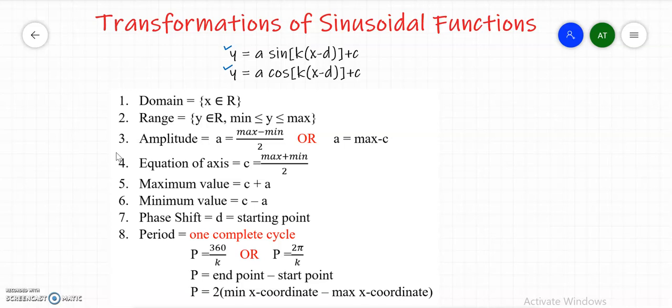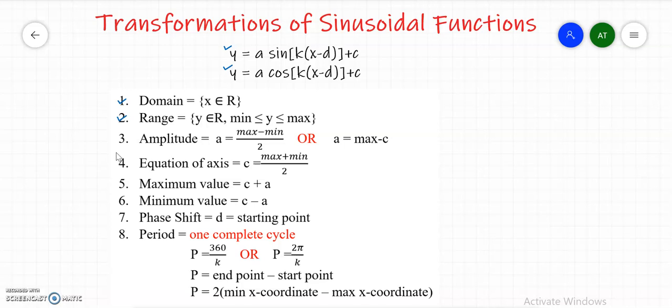Okay, so first I would like to state the domain of the sine and the cosine function is always the set of real numbers, right? The range of the sine and the cosine function belongs to the set of real numbers, and it lies between the minimum and the maximum value. So the range always lies between the minimum and the maximum value, right?